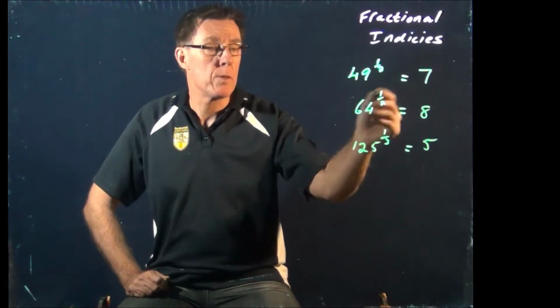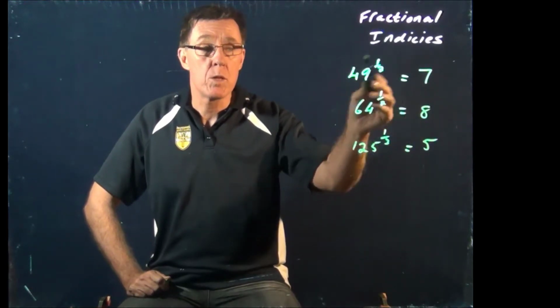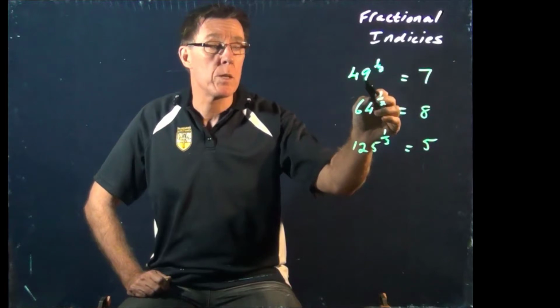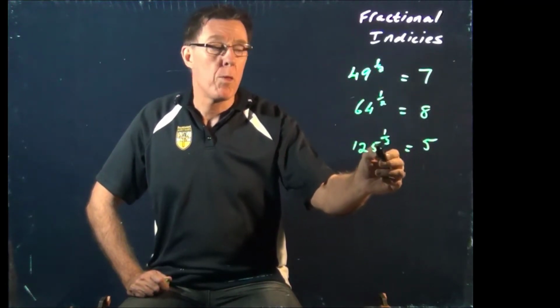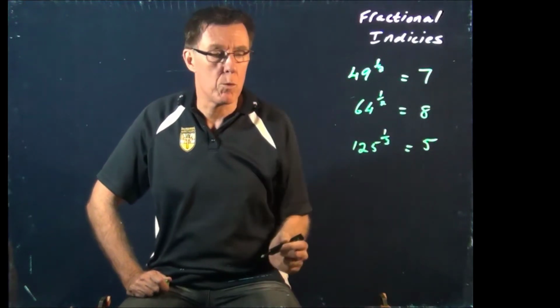And you should have found that they were the answers you were looking for. 49 to the 1/2 is 7, 64 to 1/2 is 8. So it seems like when we're raising something to the power of 1/2, we are taking the square root of that number. 125 to the power of 1/3 is 5, we're taking the third root of that.